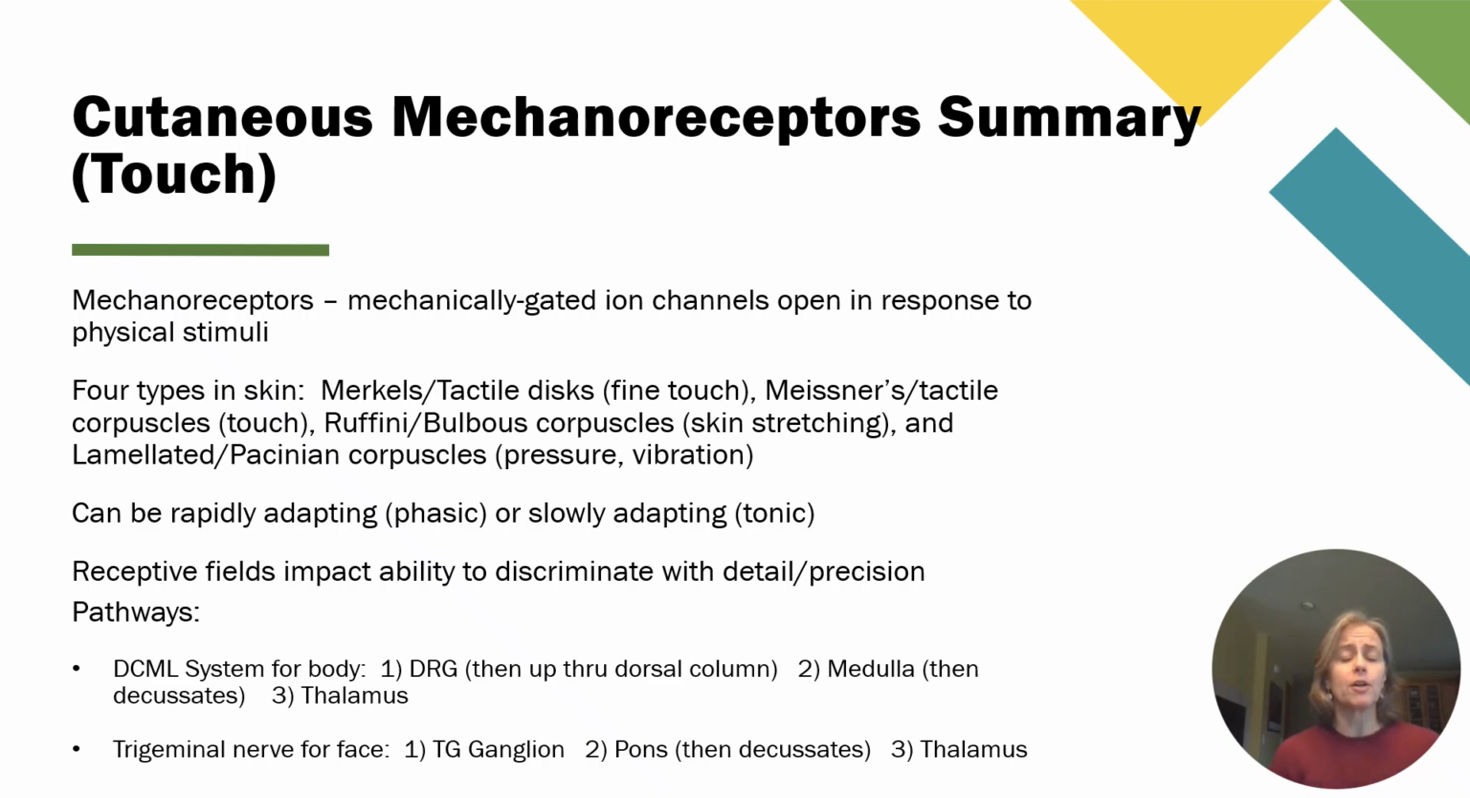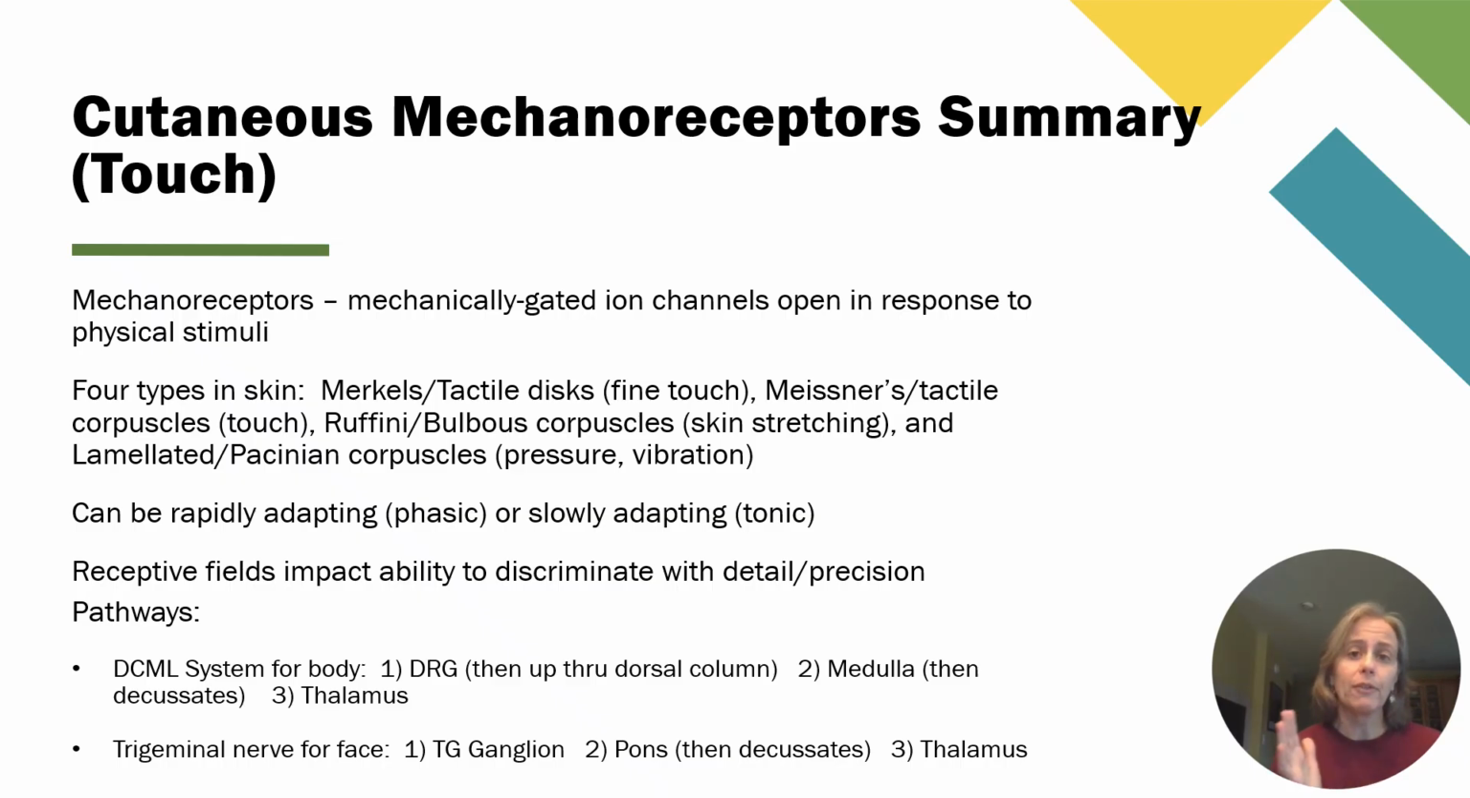Some of these receptors are rapidly adapting. They get over it really quick. They only tell you when something changes. And others are slowly adapting, meaning as long as the stimulus is there, they're going to keep sending you a signal. Then we've got differences in the size of receptive fields, right? So how many individual sensory neurons are supplying any given region? The larger the receptive field, the less precise the information we're going to get. The smaller the receptive field, the more granular and detailed the information can be.